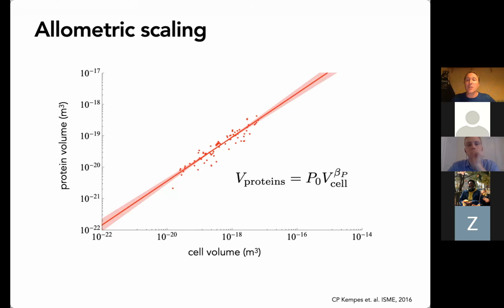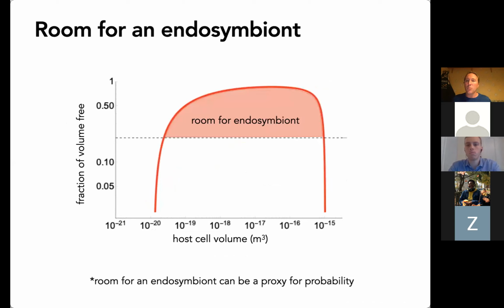But you can actually relate these volumes by some sort of power law. And so it turns out that for each of those little components that we had just shown you, there's some power law that we can use. And what this means is that we can pick particular host cell volumes, so pick a cell size, and then we can calculate how much of its volume is free for an endosymbiont to move in.